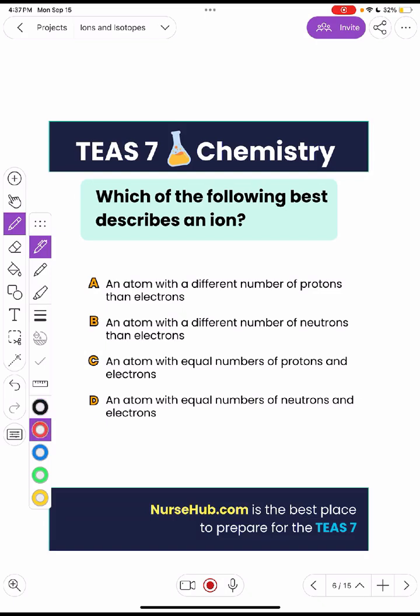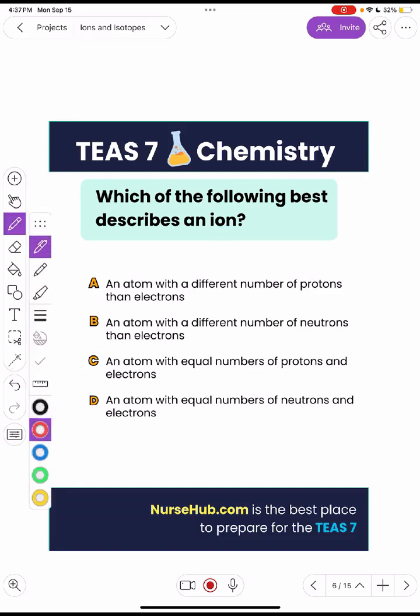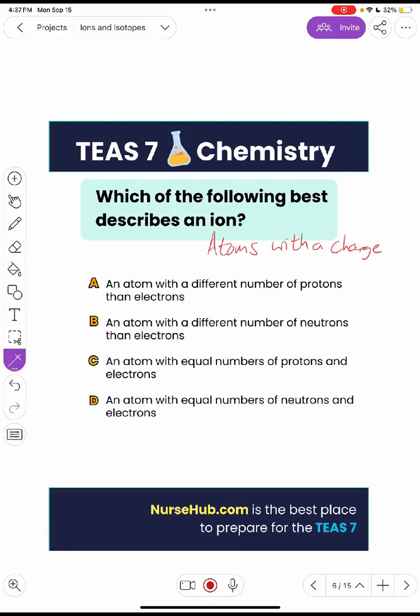So if we're thinking about these answer choices, let's go down one by one. We know ions are atoms with a charge. And if an atom has a charge, then it's going to have a different number of protons and electrons.